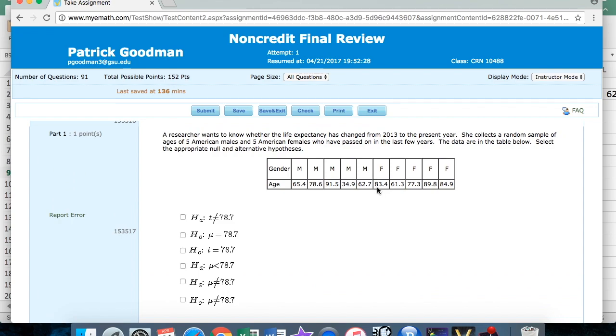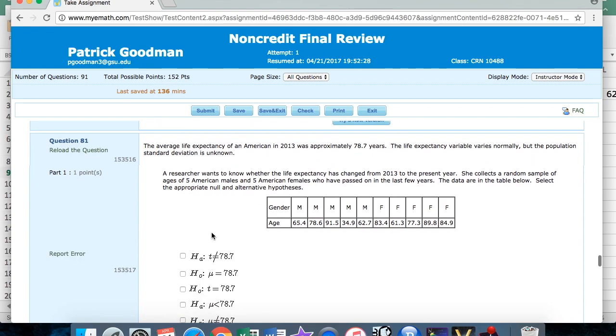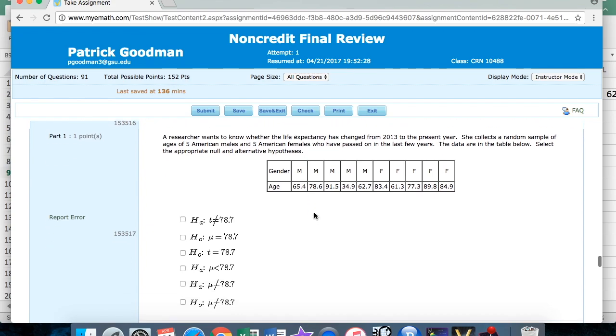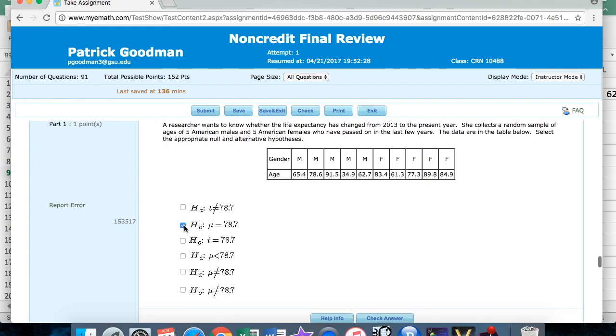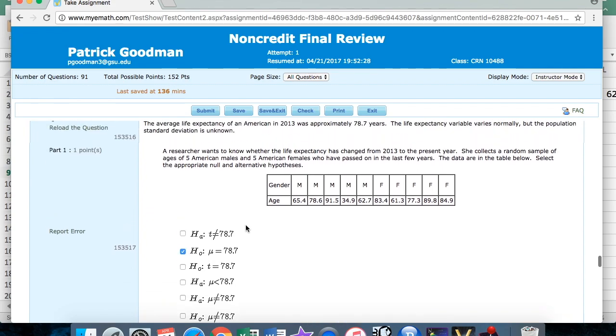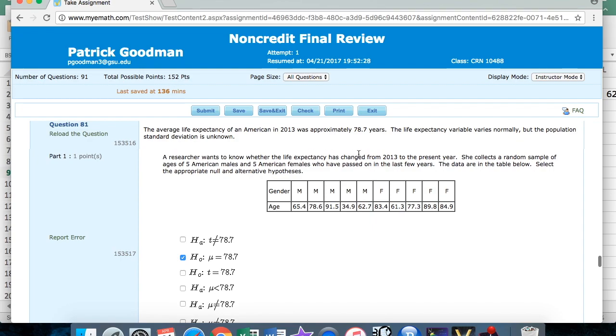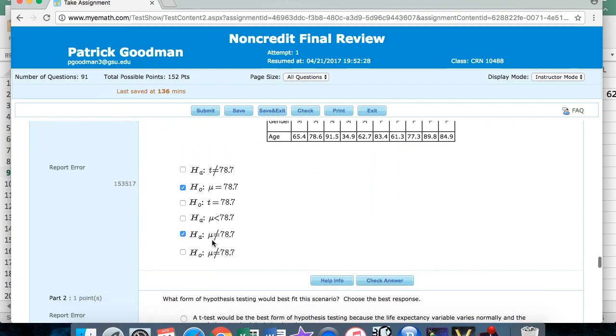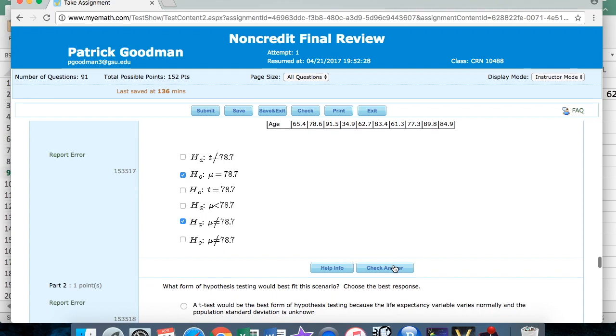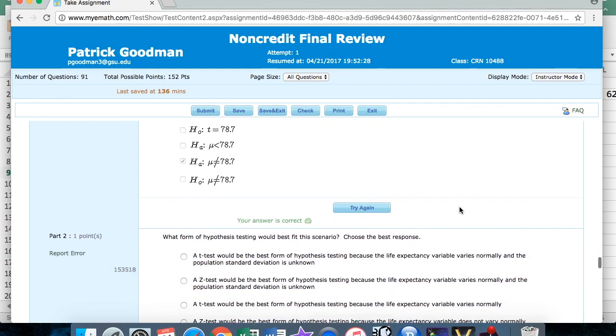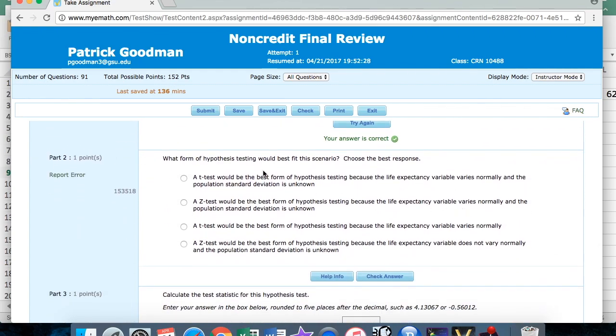So first things first, it asks for the null and alternative hypotheses. Well, it's a t-test, but that does not mean that our measure of center is t. We're still using means. So the null hypothesis will be mu is equal to 78.7. Now the alternative hypothesis, they want to know if it changed, which means mu is not equal to 78.7. And there we go.